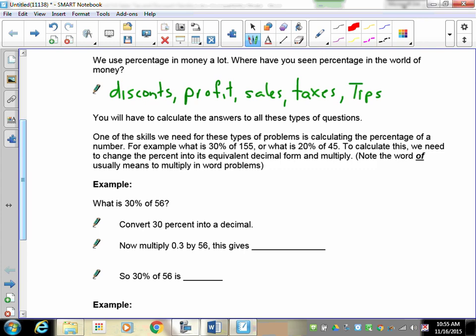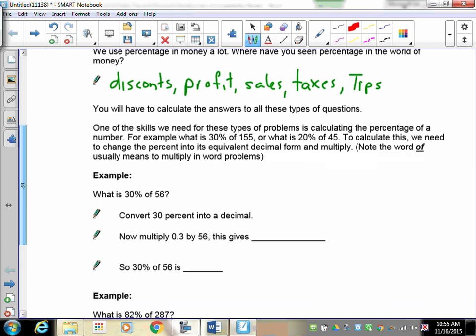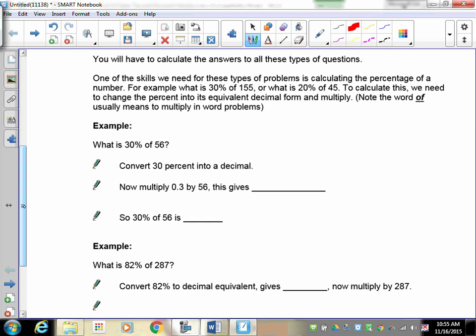One of the skills we need for these types of problems is calculating percentage of a number. For example, what is 30% of 155, or what is 20% of 45? Now, the reason we're doing this is that 30% of could be the sale price. You could say 30% off of a $155 dress. Well, if you want to know how much you're going to spend, you've got to take 30% off of 155. So you need to know how to do 30% of 155. Same thing for 20% of 45. It's a 20% discount. Okay?